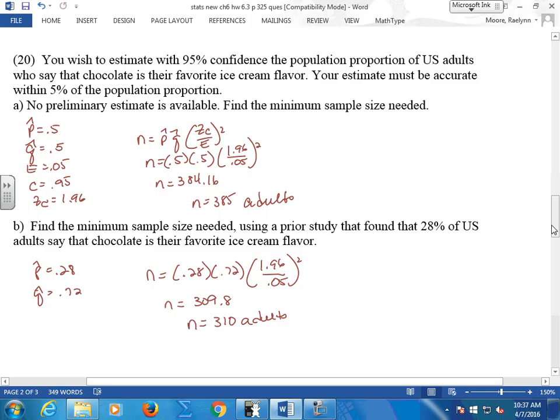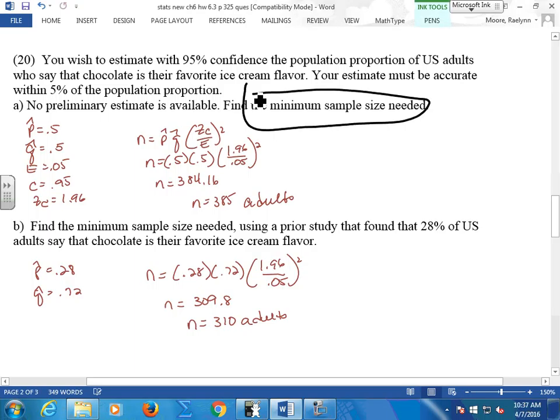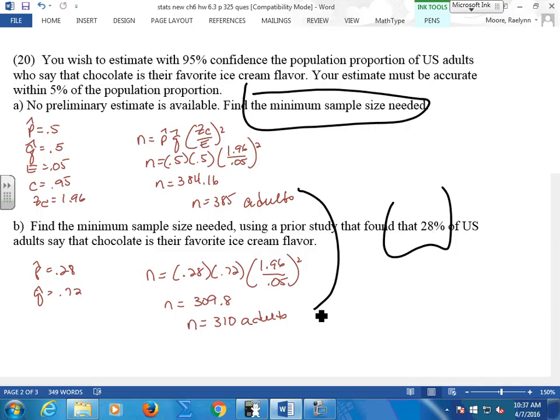Find the minimum sample size that you need. I did a couple of these because I know you guys have trouble with the n equals. Minimum sample size, n equals, and again round up. Prior studies showed 28%. Now watch the difference here. There's a bigger difference here. When it was too close to 50-50, you didn't really have that much difference. But 28 makes a big difference. I don't need as many in my sample.